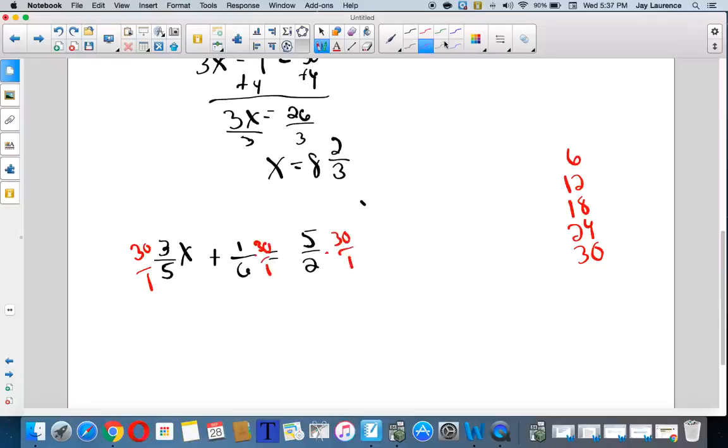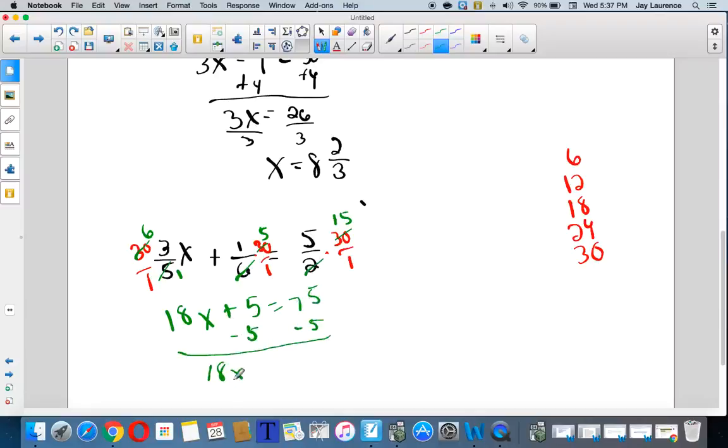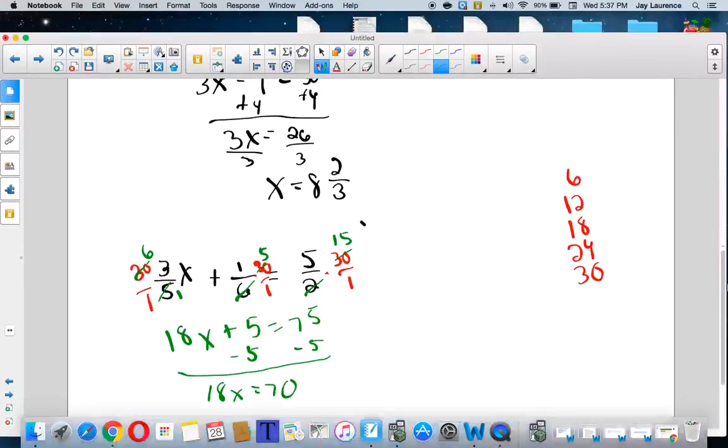5 is going into 30 6 times, and 6 times 3 is 18, so we have 18x. 6 is going into 30 5 times, so I have 18x plus 5. Here, 2 is going into 30 15 times, and 5 times 15 is 75. Now I've got a two-step equation that I know how to deal with, and I get 18x equals 70. Now I have to divide by 18.